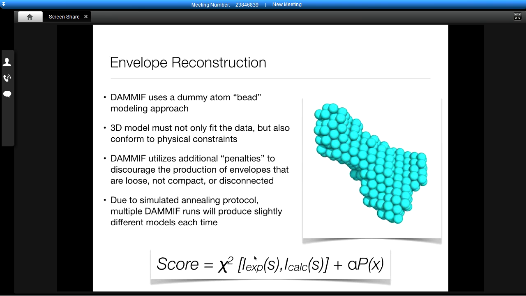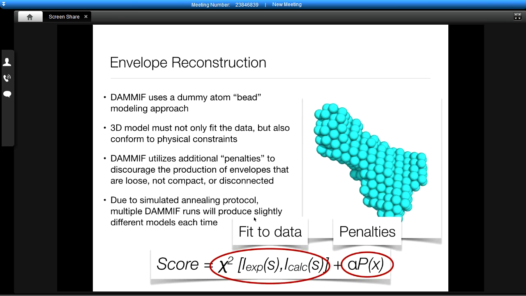But we do know certain things about protein envelopes. Generally, they'll be connected. For a single chain, you have one long primary sequence that's covalently connected to itself. So you're not going to have a chunk of protein over here and some chunk of protein over here. It's going to be one molecule. Different penalties like that are incorporated into the modeling software, and they get combined into this score function. One is obviously the fit to your data, and another is the penalties associated with it. And so you end up with these somewhat protein-looking envelopes.